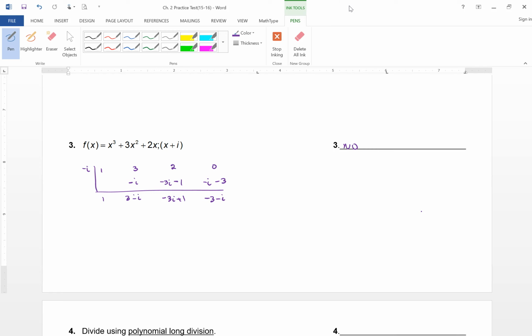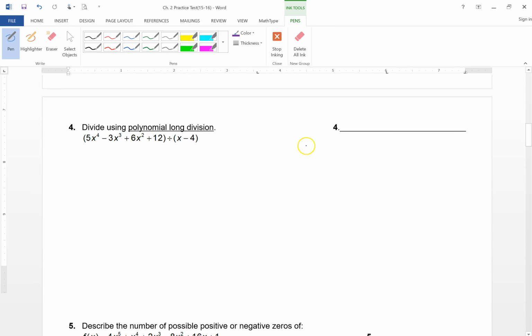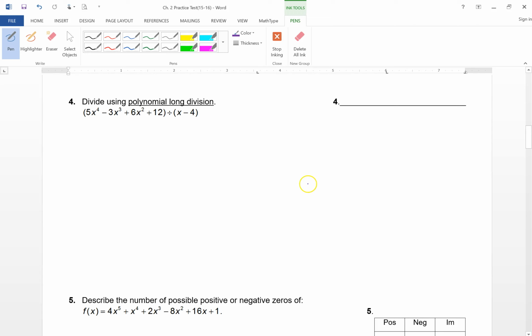Yes, absolutely. Okay. Divide using polynomial long division. I've specified polynomial long division. That's what you have to do. If you do synthetic, it is 0 credit.